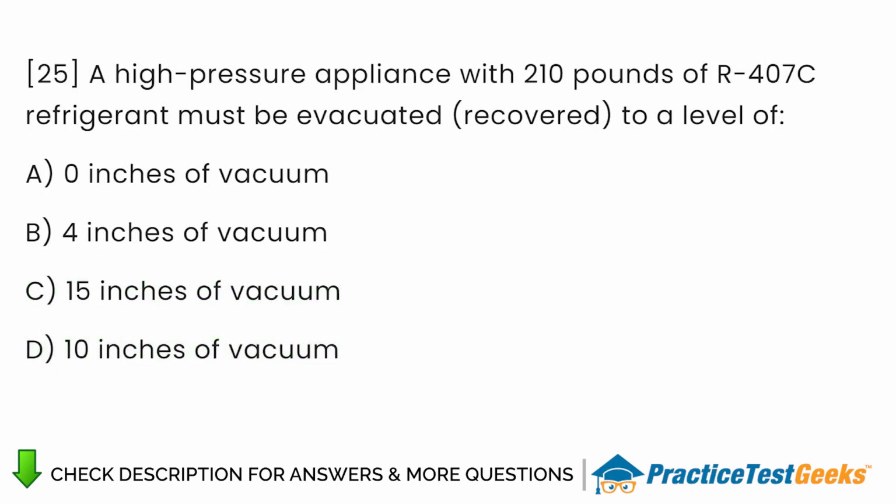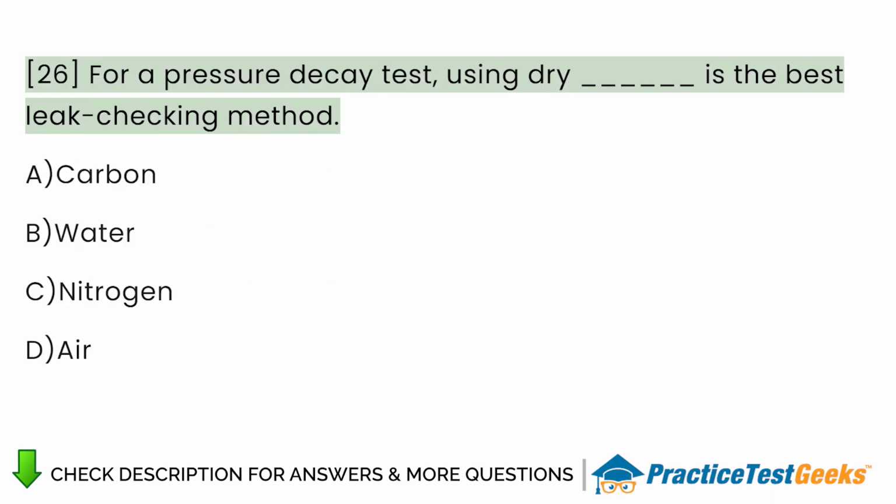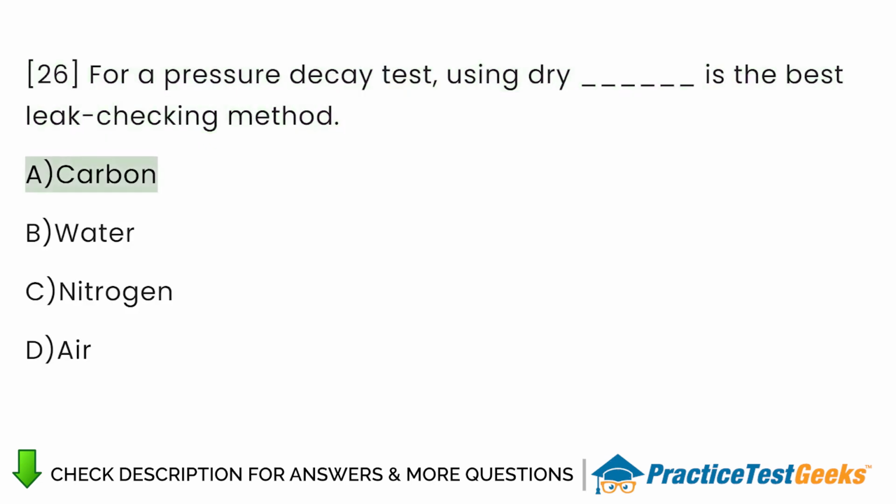For a pressure decay test, using dry ___ is the best leak checking method? A. Carbon. B. Water. C. Nitrogen. D. Air.